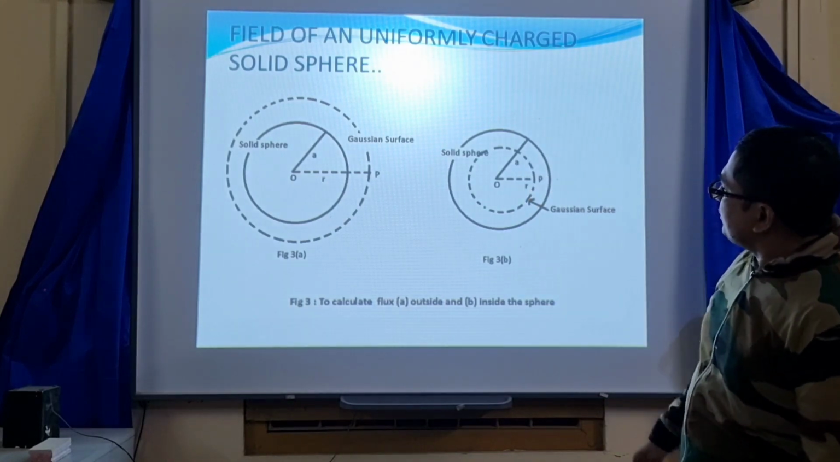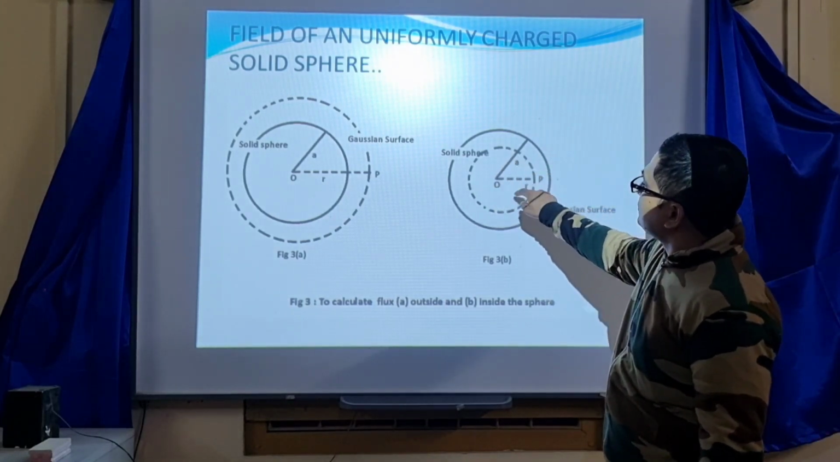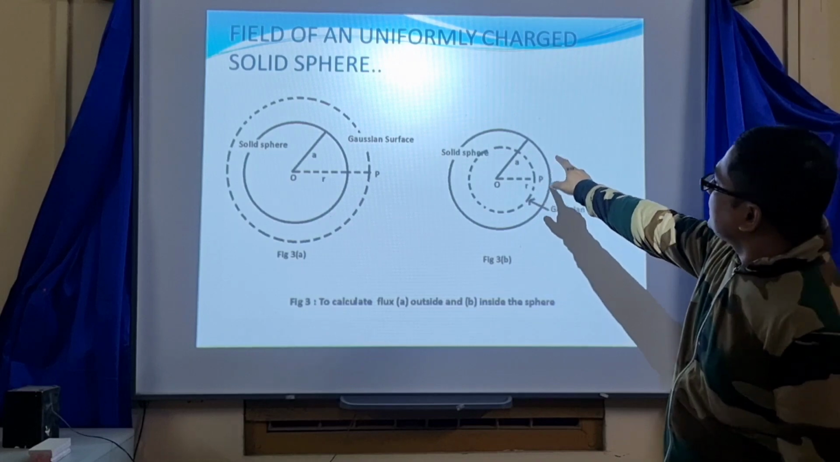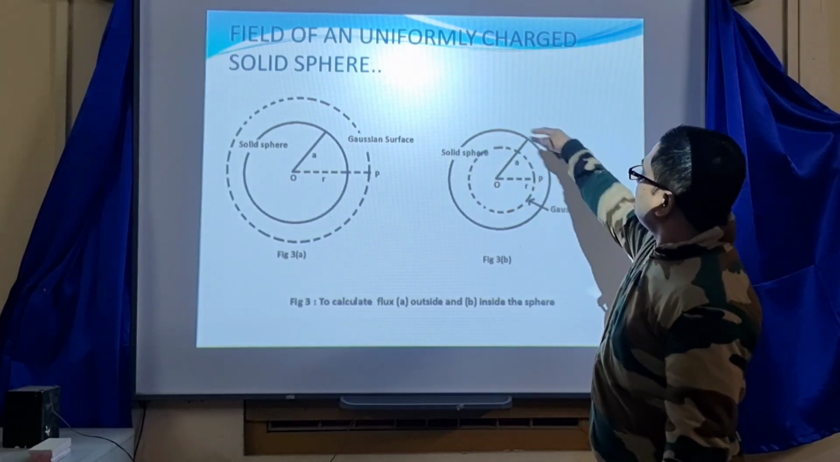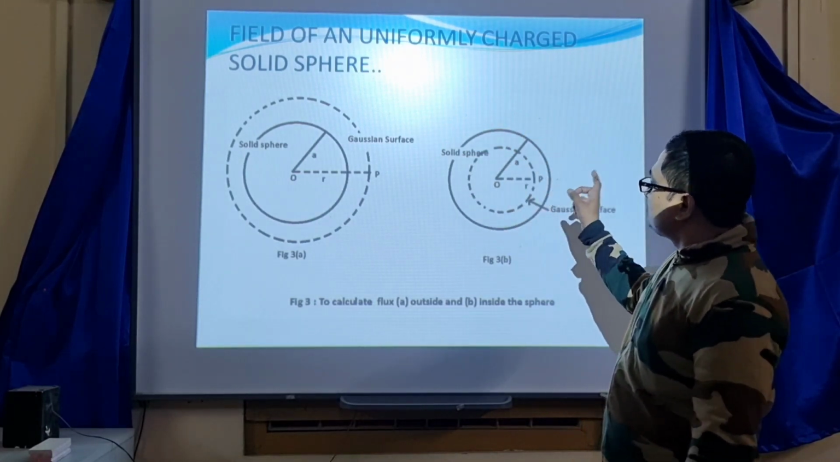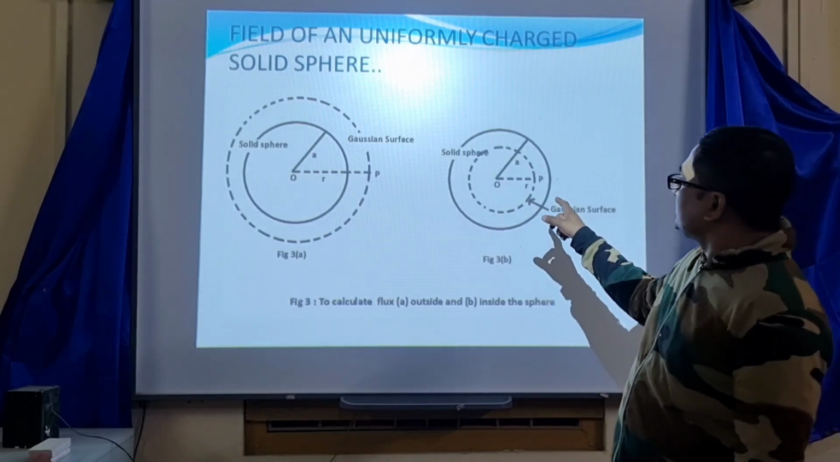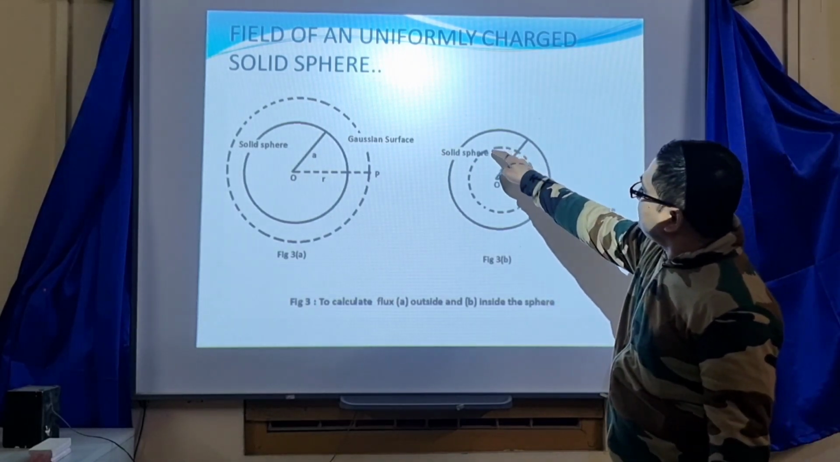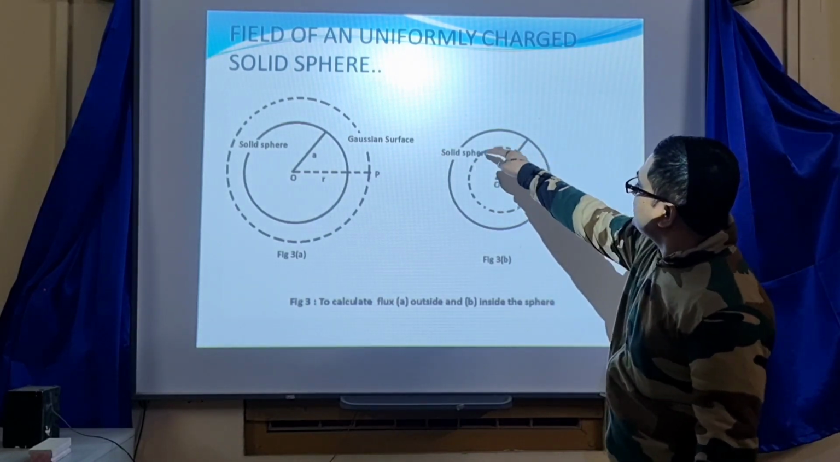And our question is: what is the charge enclosed by this Gaussian surface? Obviously, the solid sphere has a larger radius, so the enclosed charge will be smaller. So definitely we have to find the volume enclosed by this Gaussian surface.